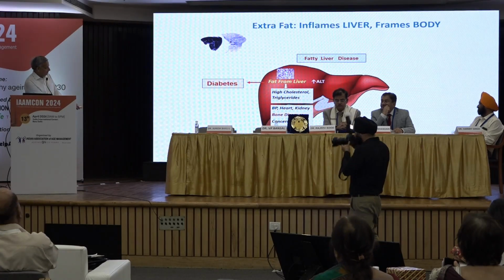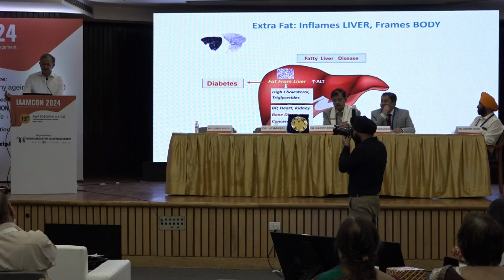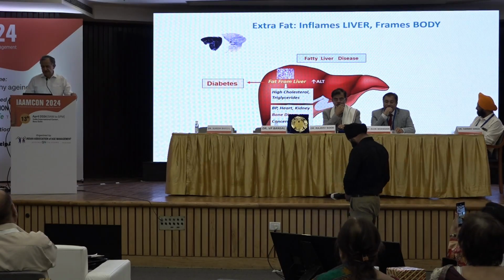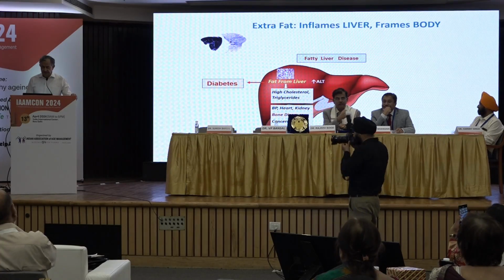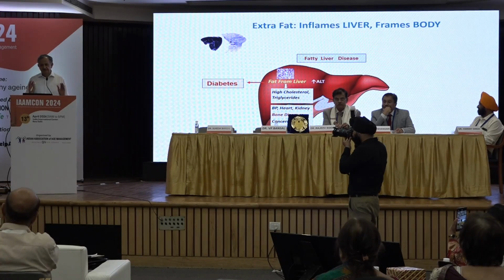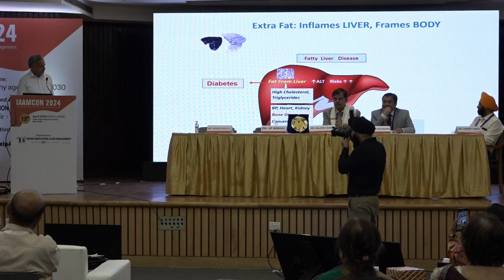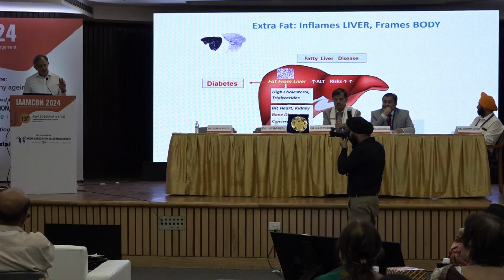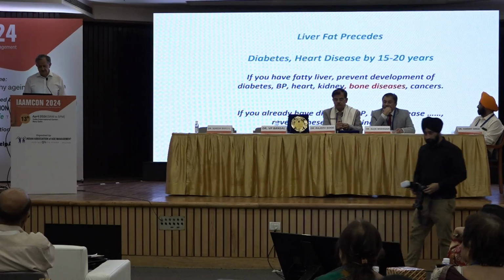Now once you have high fat, it goes on to your arteries. Your arteries become thick, hard. So you get blood pressure, heart disease, kidney disease, and bone diseases. And all cancers, gallstone, which is a liver disease, and stroke. So what I am trying to tell you, extra fat inflames the liver and the rest of your body. So today fatty liver is core to all NCDs. So this was one message which I wanted to give you.